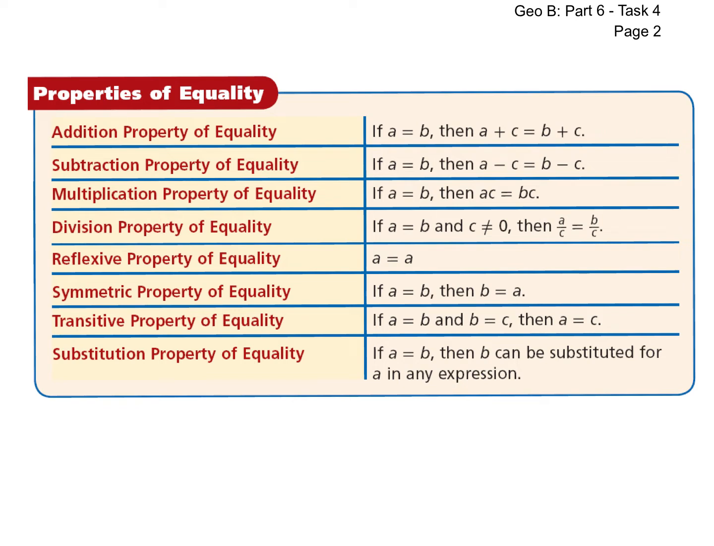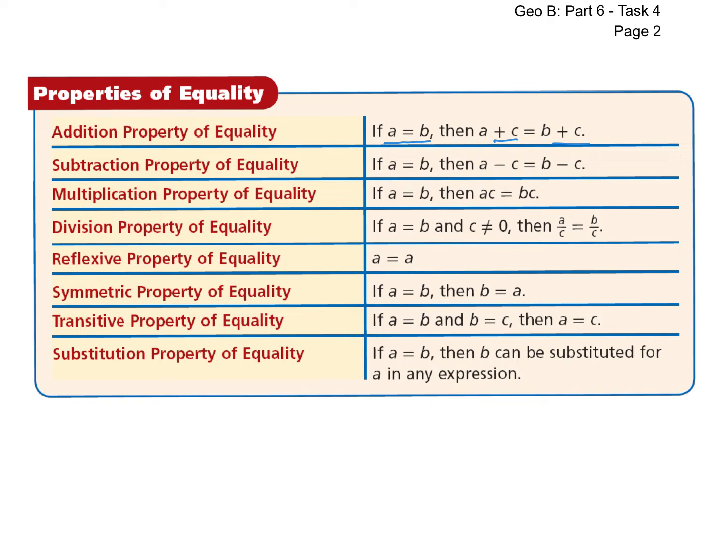So this first box is properties of equality, and we have the addition property of equality. All this says is if you have an equation, such as a equals b, and you add the same number c on both sides, then you still have an equation. The two sides are still equal. Okay, you've done this before when solving equations, but now we're just giving a name to it.